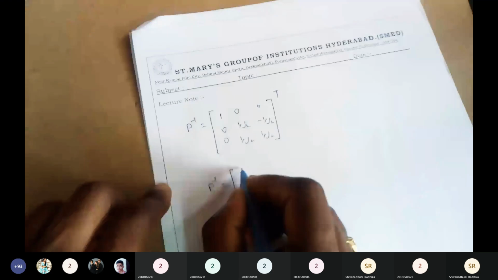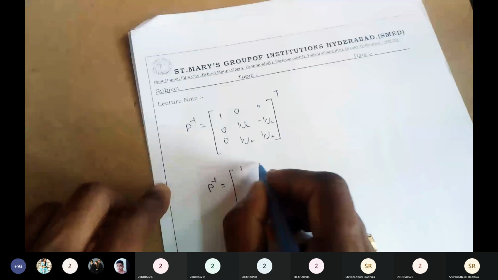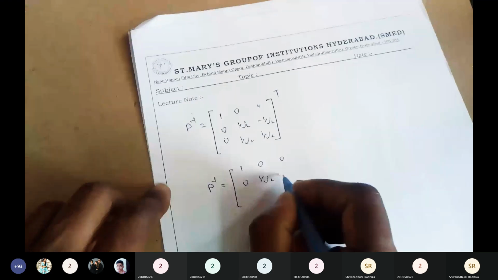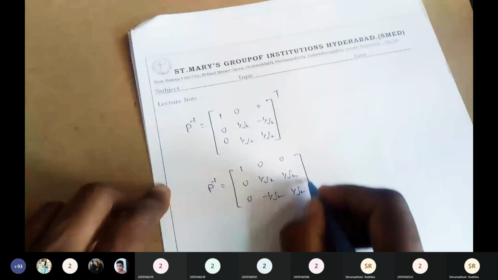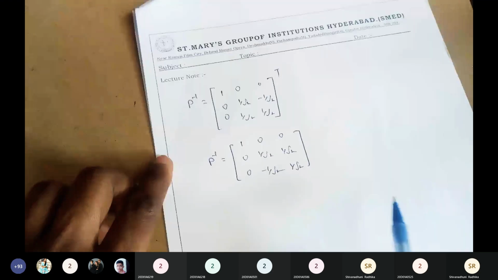Okay. Now, P inverse equals to 1, 0, 0, 0, 1 by root 2, 1 by root 2, and 0, minus 1 by root 2, 1 by root 2. Transpose of the given matrix, we will get this one. Transpose means what? The rows will become the columns. It is clear? So this is P inverse completed. Then go for the next step 5. What is the step 5 here?